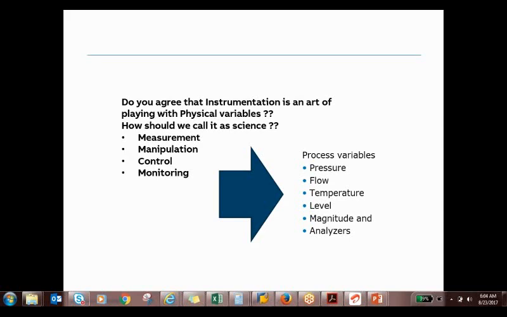is a very precise measurement. When you say measurement, there are a lot of instruments that will come into the picture. You have to talk to those instruments in a standard language, and then you have to manipulate the values. You have to control and monitor. When you say control, there are a lot of logics that have to be written. You have to understand the process. From the process, you have to optimize and then do the logics.